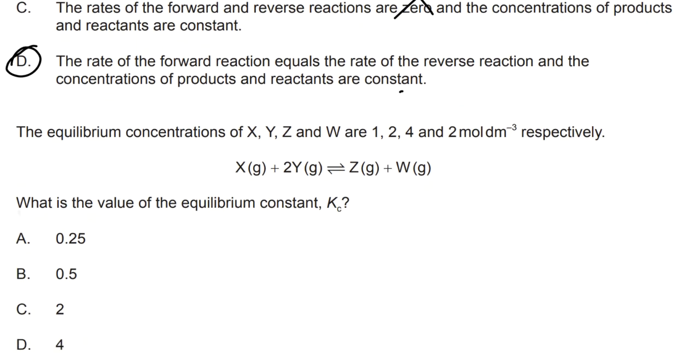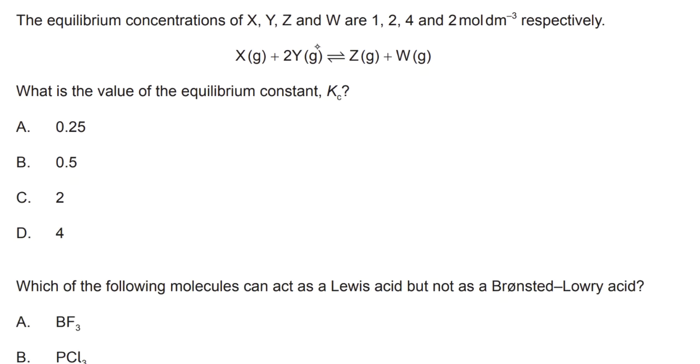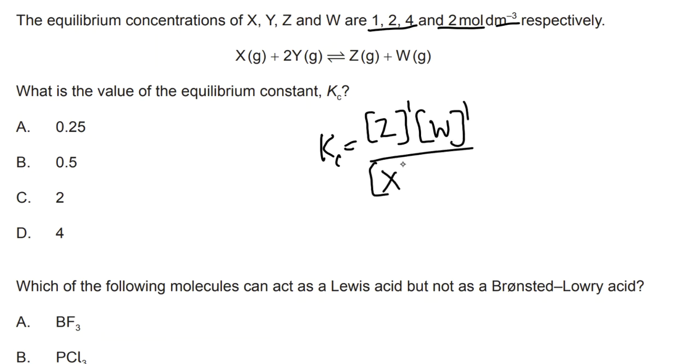The equilibrium concentration of X, Y, Z, and W are 1, 2, 4, and 2 moles respectively. Okay, what is the value of the equilibrium constant? Okay, so we got K, and Kc is equilibrium constant, and we're going to do Z to the power of 1, W to the power of 1, over X to the power of 1, and Y to the power of 2.